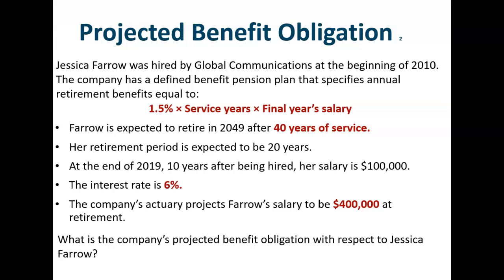Farrell is expected to retire in 2049 after 40 years of service. Her retirement period is expected to be 20 years. Her salary is $100,000 at the end of 2019, and the interest rate is given at 6%. The actuary projects that Farrell's salary will be $400,000 at the time of her retirement. We are asked to find the company's projected benefit obligation.